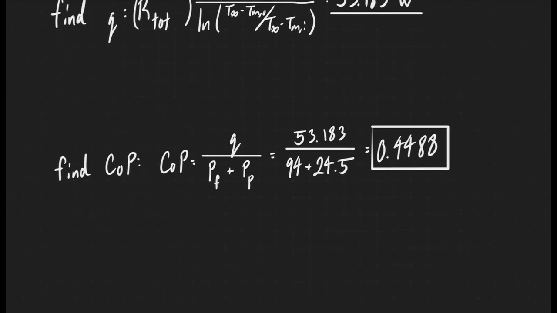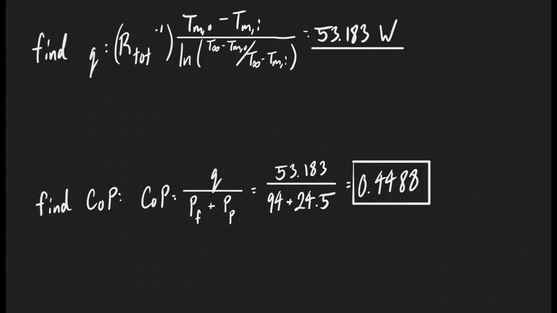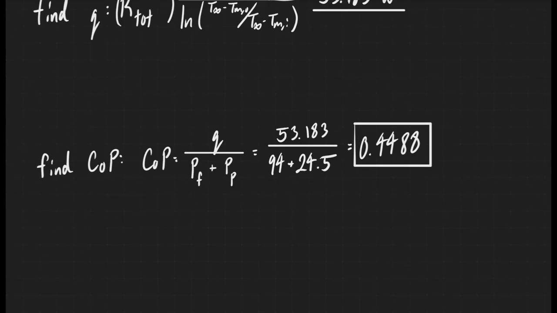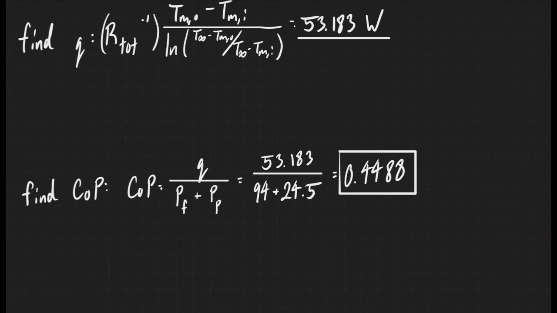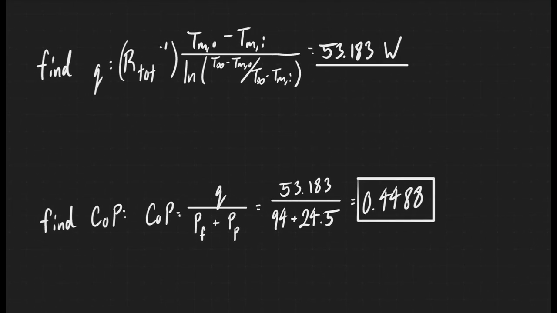So finally, to find the coefficient of performance of my DIY air conditioner setup, I can just take those 53 watts and divide it by my total power needed, which is to run my fan, P sub F, and also run my pump, P sub P, and it's about 0.5. So this is an engineering and application example of some of the things that we talked about in our class, and I hope you enjoyed.